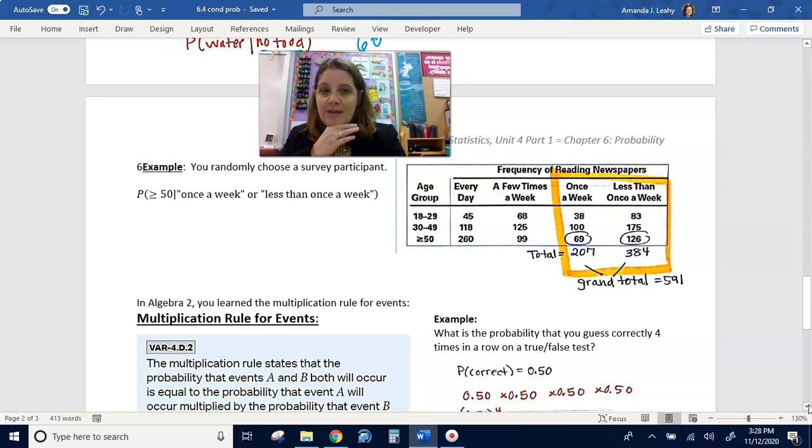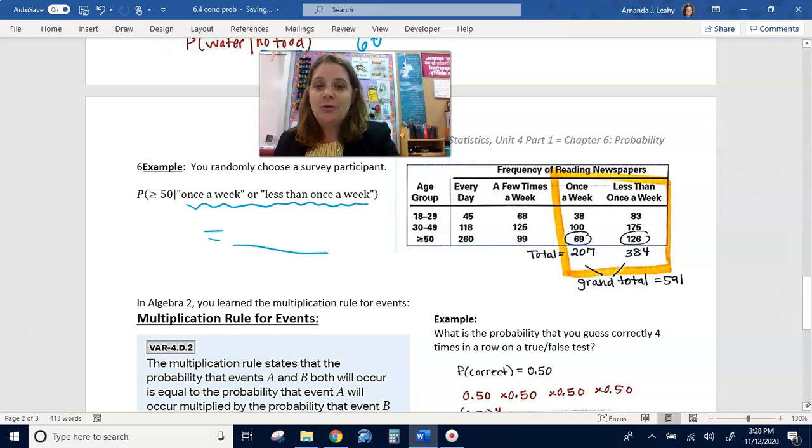So if I add these up, there are 207 people who said once a week, and there are 384 who said less than once a week. So a grand total of 591 people in that box. As for the denominator, out of the 591 people, just in that orange box, just the once a week or less than once a week people, how many were greater than 50?